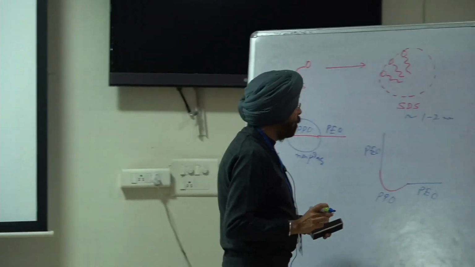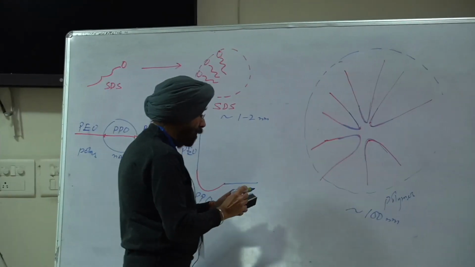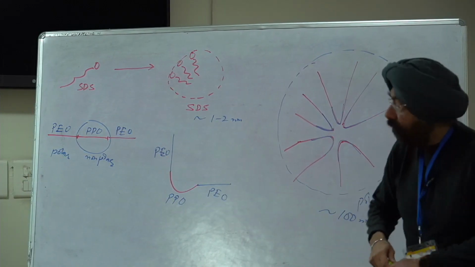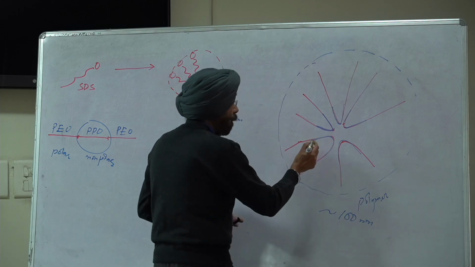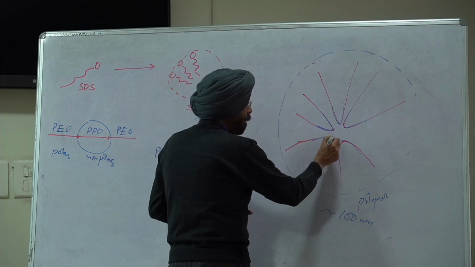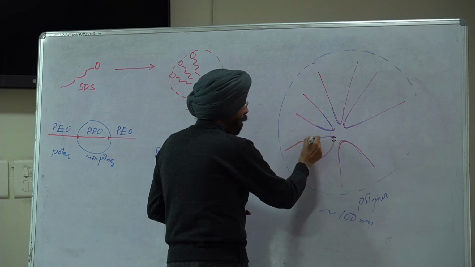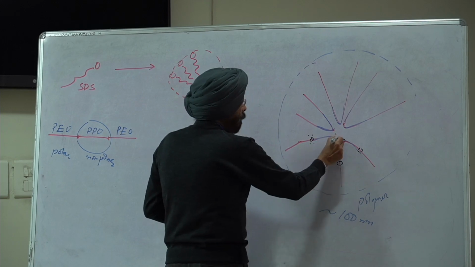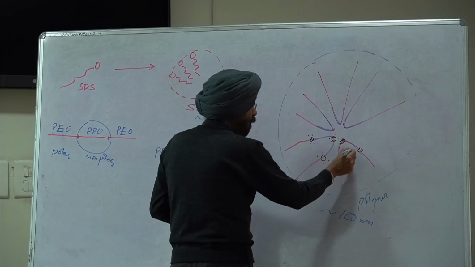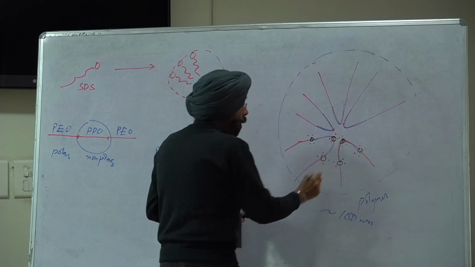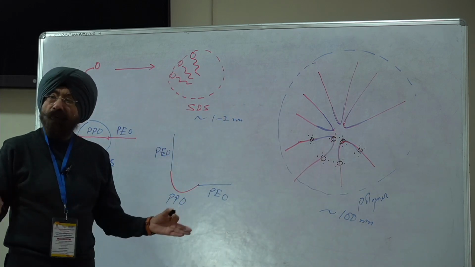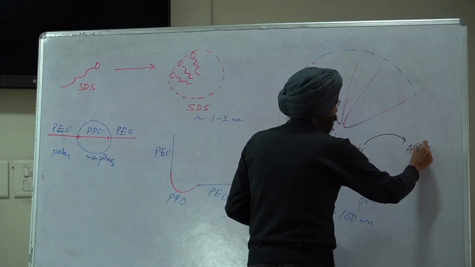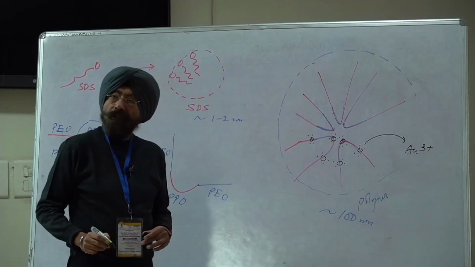Now, what happens because of the ether oxygen? So here you have ether oxygen. The structure is lined with the ether oxygen like this, and there are lone pairs on the ether oxygens. Now these lone pairs can provide electron density to any electron deficient species, for example, Au plus 3.